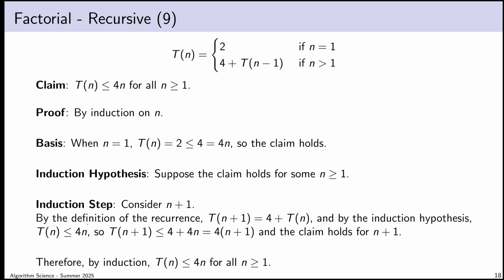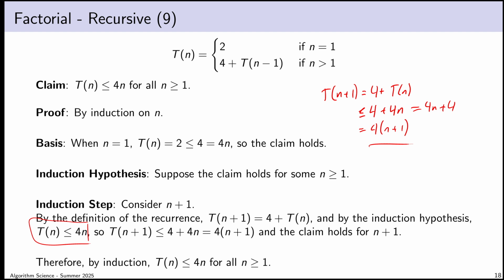By the induction hypothesis, t of n is less than or equal to 4n, which means that if I plug the hypothesis in, t of n plus 1 is equal to 4 plus t of n, and that means that by the hypothesis it's less than or equal to 4 plus 4n. Then of course that's 4n plus 4, and that's 4 times n plus 1, which is exactly what we want to show. And so the claim holds for n plus 1. So we've shown that t of n plus 1 is less than or equal to 4 times n plus 1, and the combination of the three steps means that, therefore, by induction, the claim holds for all n greater than or equal to 1.